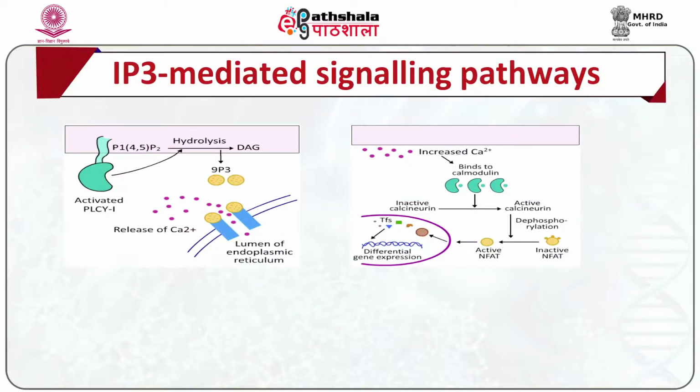The next important signaling pathway is the IP3 mediated signaling pathway. The IP3 generated by activation of phospholipase C gamma 1 diffuses into the cytoplasm and binds to IP3 receptors on the endoplasmic reticulum membrane. It causes a rapid release of calcium from the endoplasmic reticulum into the cytoplasm and also opens the calcium channels in the cell membrane, resulting in influx of calcium into the cytoplasm.